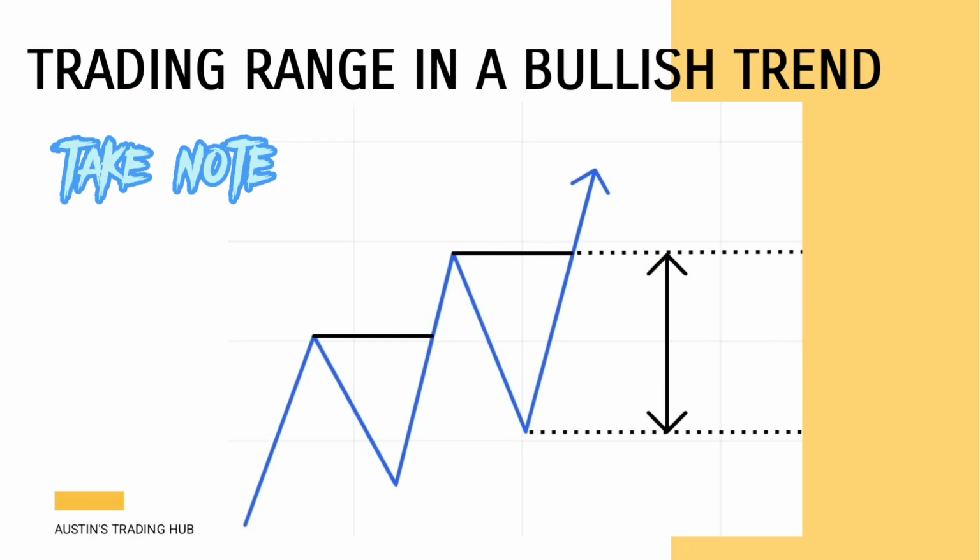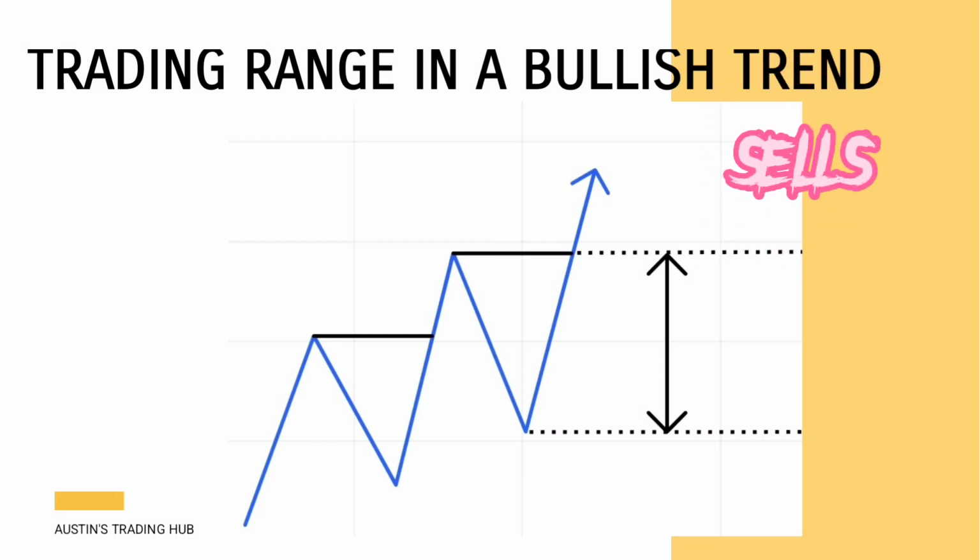Take note, one law or one principle behind trading trends is in a bullish trend, you always look for buys. In a bearish trend, you always look for sells. So this is a bullish trend, so we are looking for buys. So whenever market comes into our trading range, we look for buys. That is how we trade a trading range in a bullish trend.